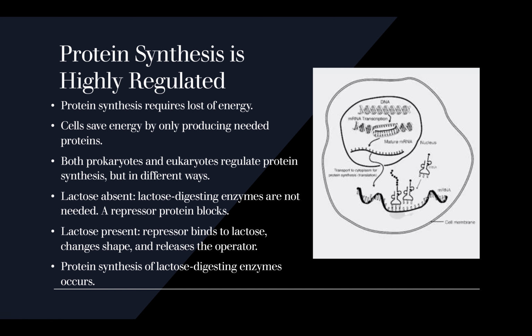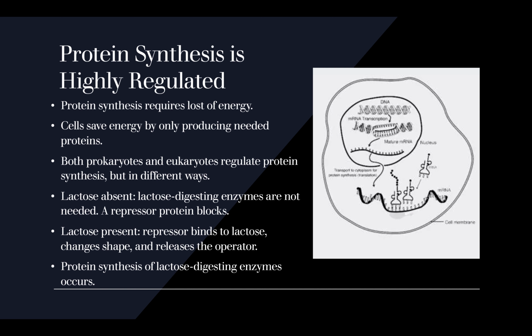Protein synthesis, or the process of creating a protein, is actually highly regulated. Protein synthesis requires a lot of energy. It requires a lot of that ATP that our body works so hard to make. So cells save that energy by only producing the needed proteins, only producing the things we actually need to function. Both prokaryotes, or simpler organisms like bacteria, and eukaryotes, which would be plants and animals and the more complex organisms, all regulate protein synthesis, but in different ways.